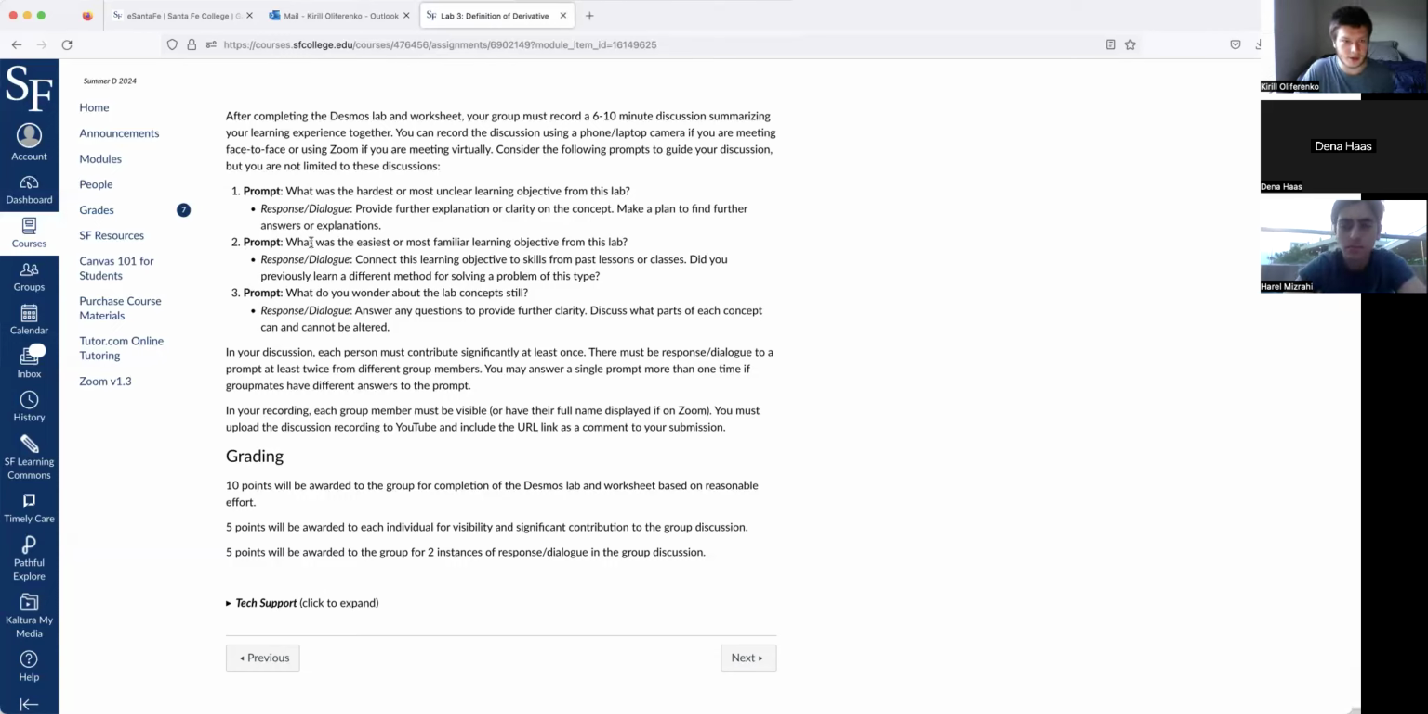Okay, the second prompt. What was the easiest or most familiar learning objective from this lab? Just finding the derivative. It's pretty easy. I used a different way in high school, but I've also used this formula before, so it's all very familiar.